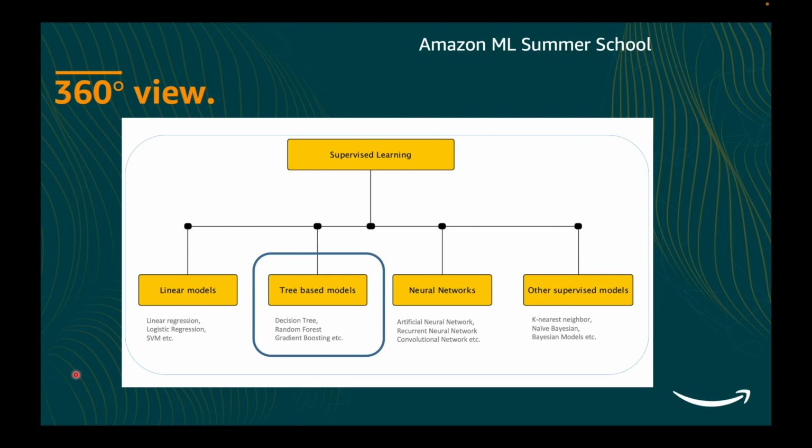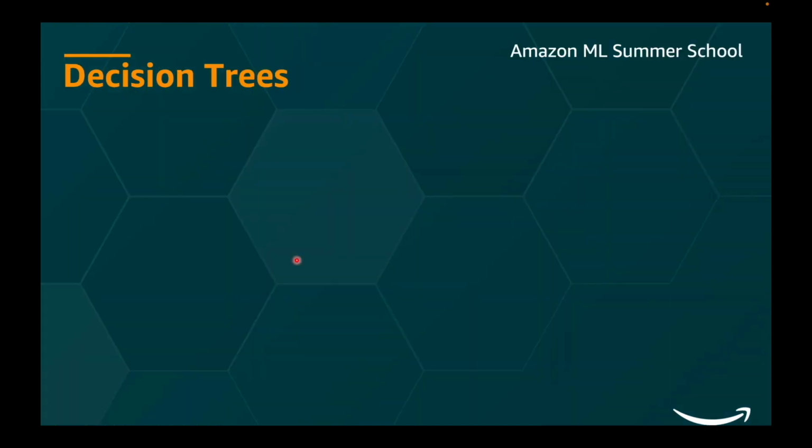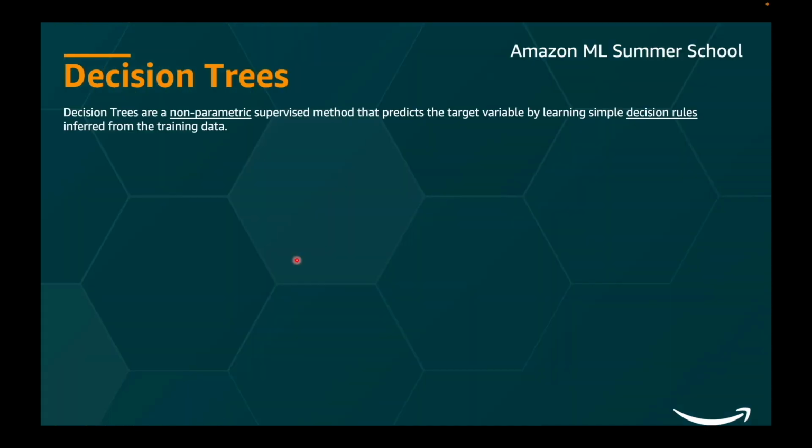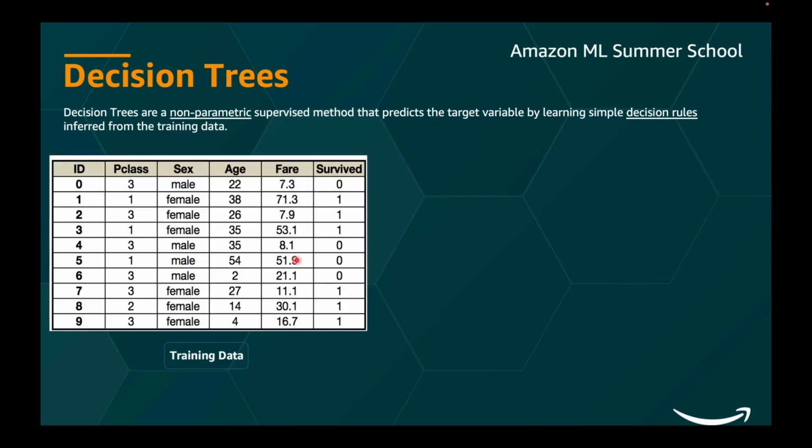So going back to this 360-degree view, you can see that these are the topics we'll be covering in the supervised learning module. So let's just jump right into it. Decision trees. So what is a decision tree? It is derived from the training data. We'll see an illustration right over here.